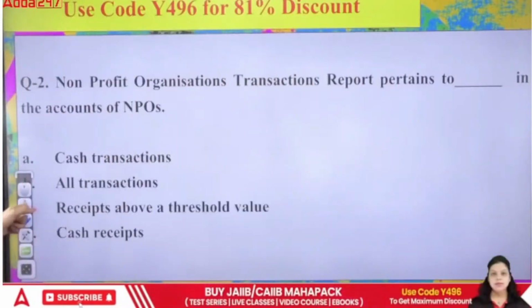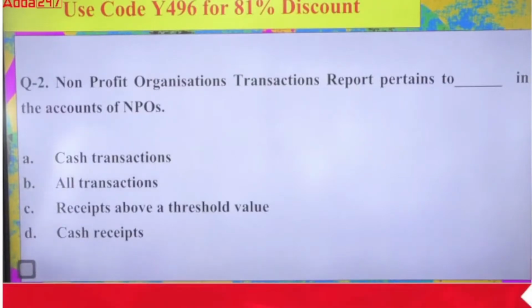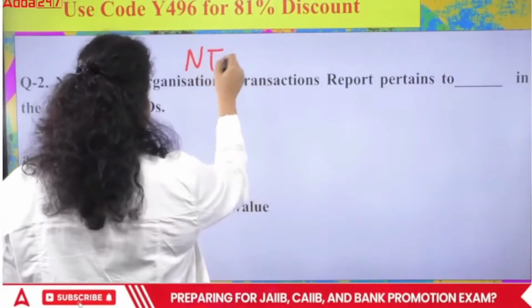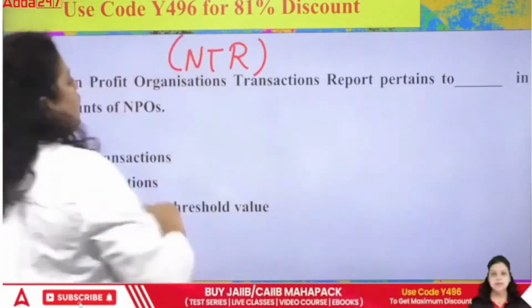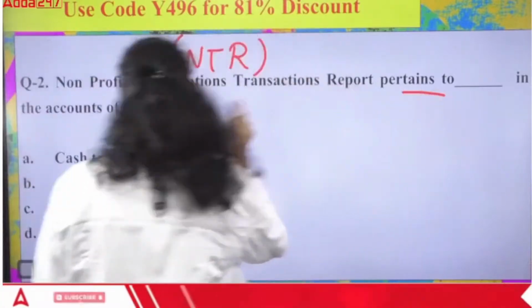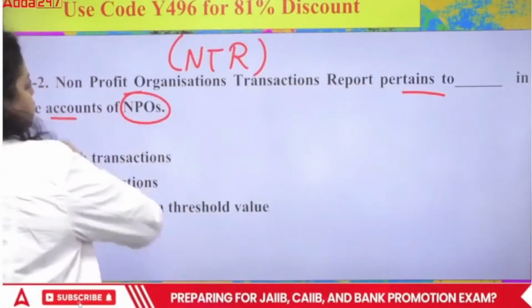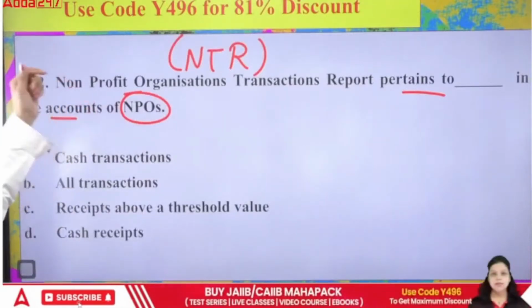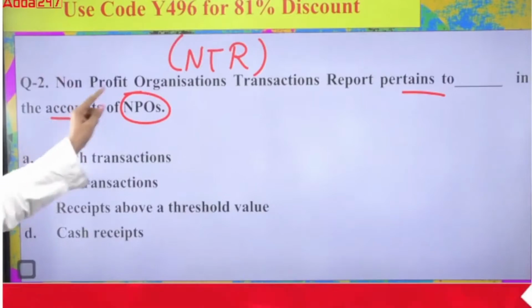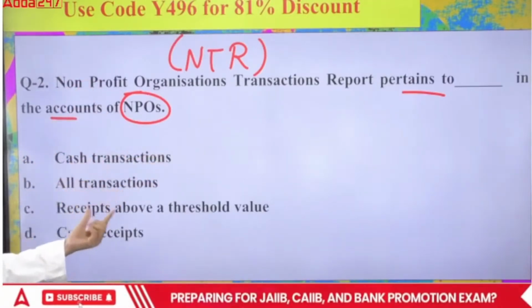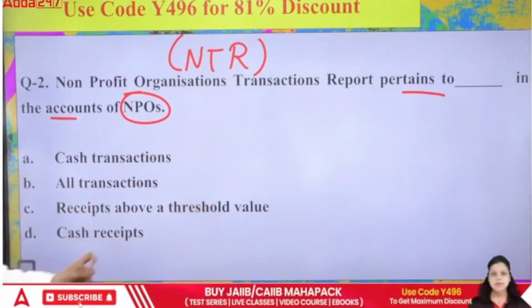Next, the second question is talking about the non-profit organization transaction report. In short, we call it NTR. The non-profit organization transaction report pertains to the accounts of NPOs, non-profit organizations. So the NTR is a report that has to be submitted by the principal officer to the FIU-IND. In what case? In cash transactions, in all transactions, in receipts above the threshold value, or cash receipts.